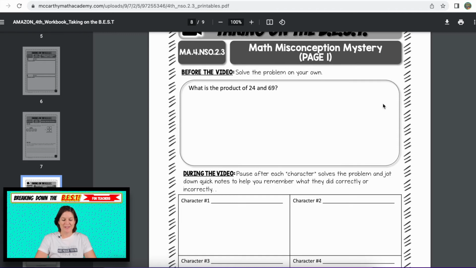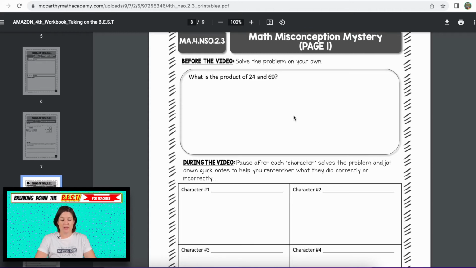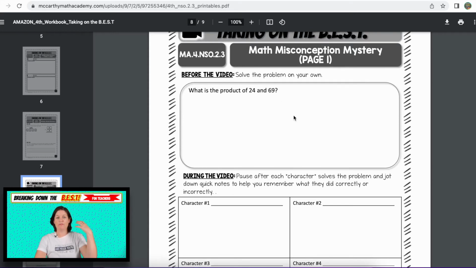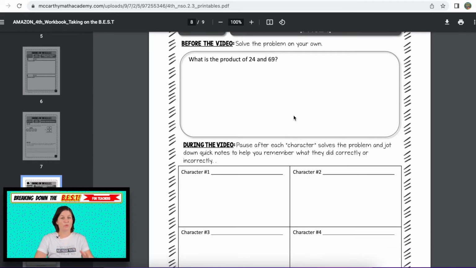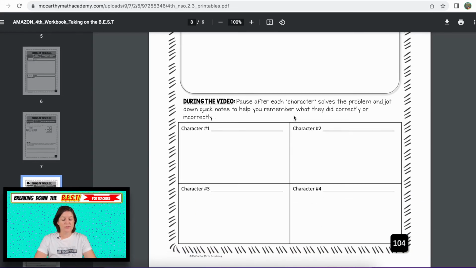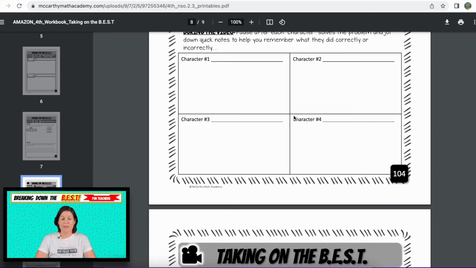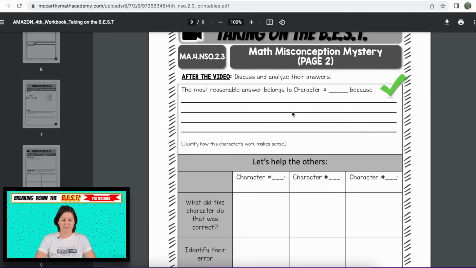Just scroll down. The problem for this episode is, what is the product of 24 and 69? So for the math misconception mystery videos, you have 4 characters who solve the problem. 3 of those characters make a mistake. 1 character solves it correctly, and it's a great way to analyze errors and promote math discourse in your class.